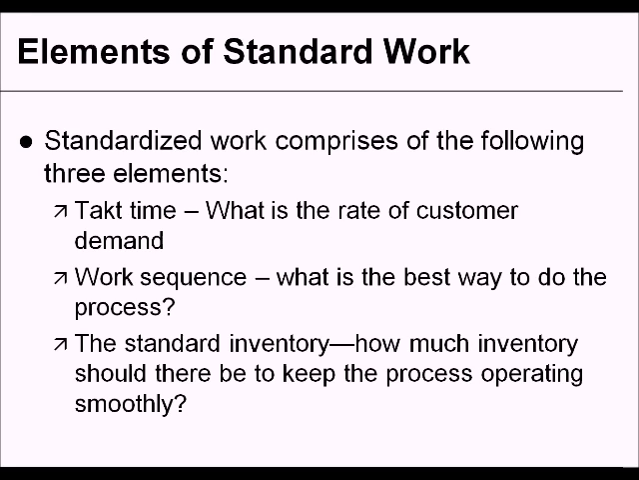Okay. Sequence is the best way to do the process. Again, we talked about repeating that process. That's what standardized work is all about. And then getting into the true lean aspect of it, talking about the standard inventory, knowing how much there should be in each station, in each process, so that it can flow through smoothly. Okay, three parts.